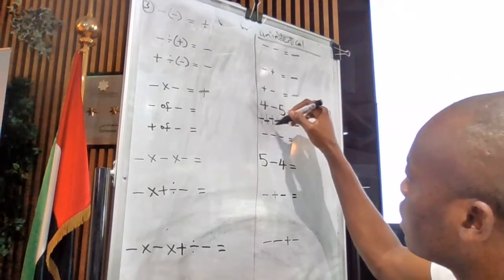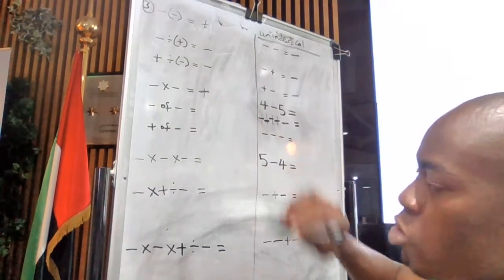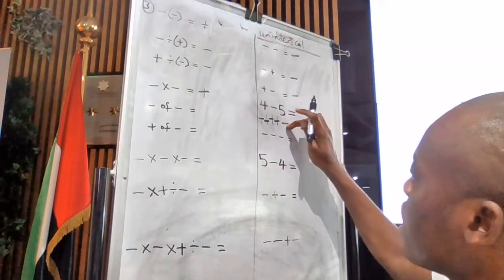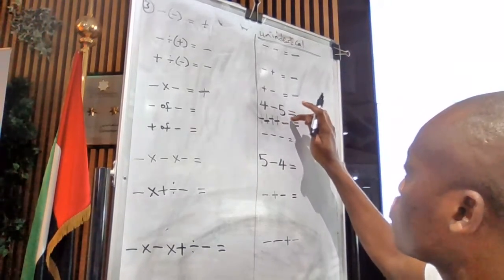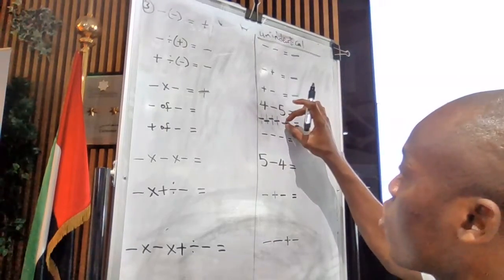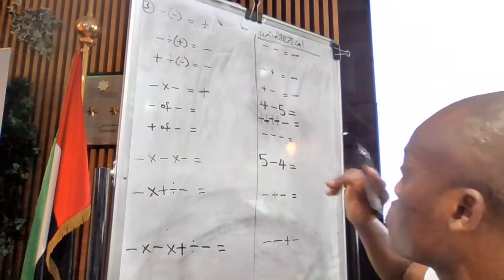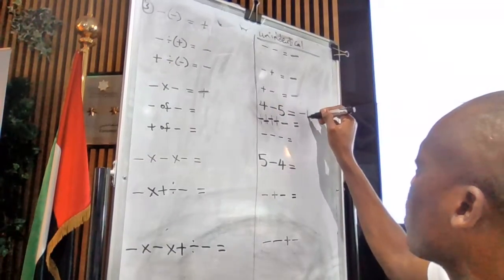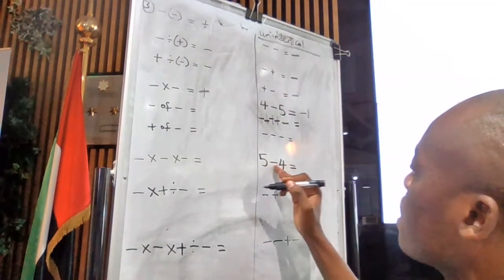This plus, nothing is there again. The only thing that is visible here is the ordinary minus 1. That is only minus 1 that you see there. So 4 minus 5 is what? Minus 1. Now this is 5 minus 4.